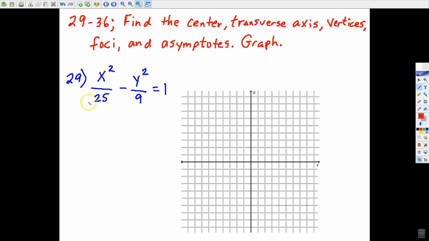All right, well, to begin with, let's just go ahead and sketch our rectangle. So we're going to put +5 and -5 on the x-axis. We're going to put positive 3 and negative 3 on the y-axis. We're going to do our rectangle through those 4 points. And the rectangle helps us draw those asymptote lines.